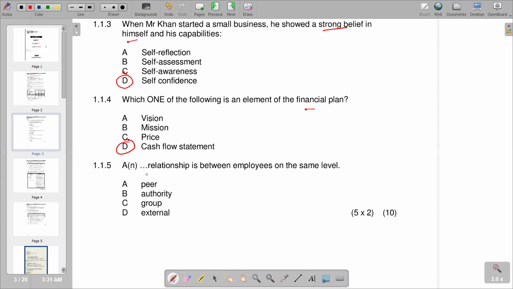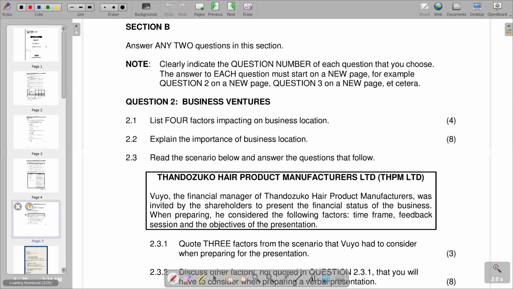Then 1.1.5: this relationship is between employees on the same level. We've got peer relationship, authority relationship, group relationship, and external relationship. According to the responses given, the most appropriate one is a peer relationship. So this is what we have on the first part of the multiple choice section.